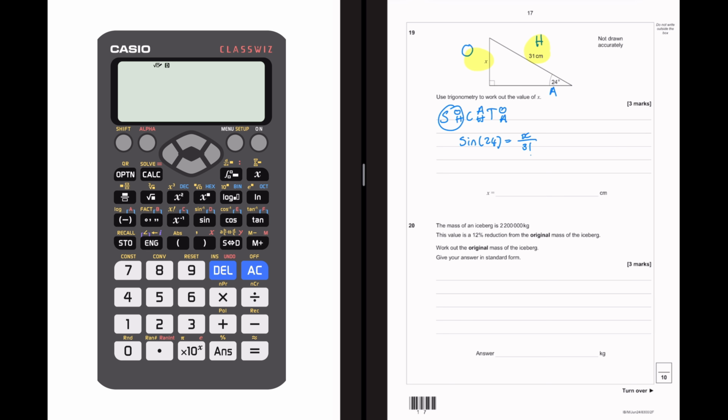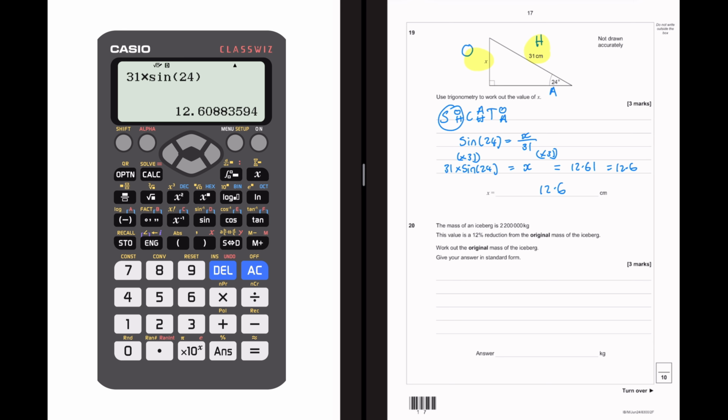So to get x on its own, we're going to multiply both sides of the equation by 31 to get rid of that divide by 31. So 31 multiplied by sine 24 will give our answer for x. So 31 multiplied by sine of 24 is equal to 12.61. So to one decimal place, the answer is 12.6.